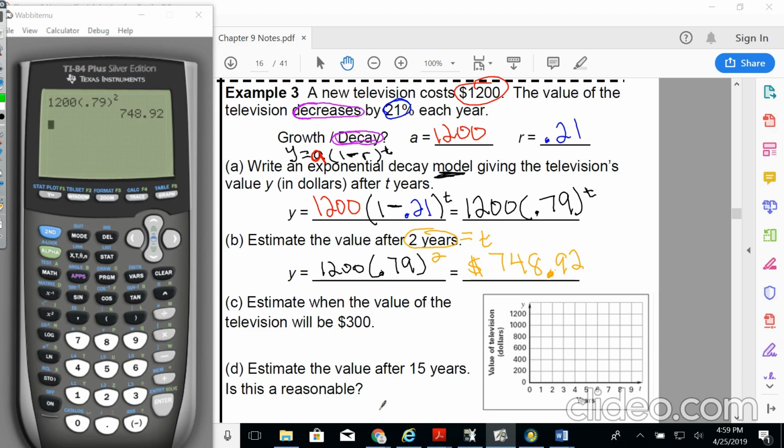So again, find the exact. After you find the exact, then you can go back and round it to maybe 750, but make sure you can find the exact first.